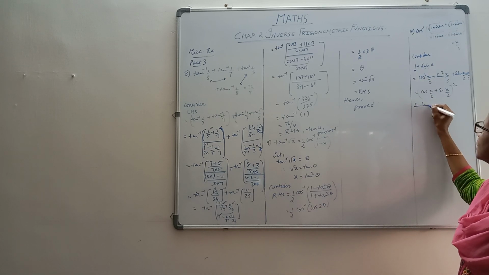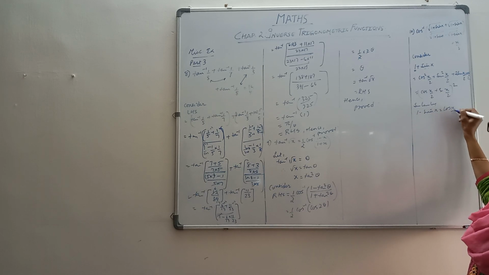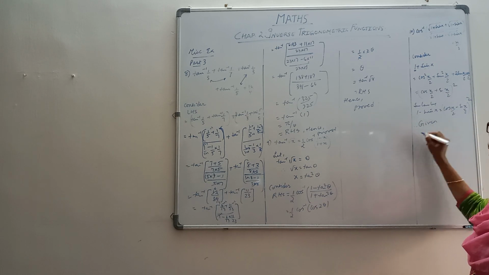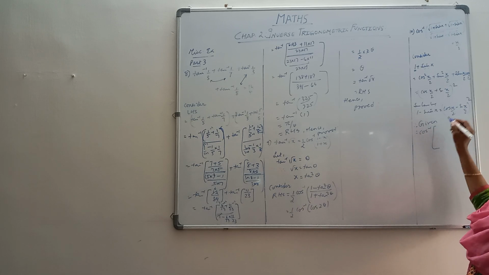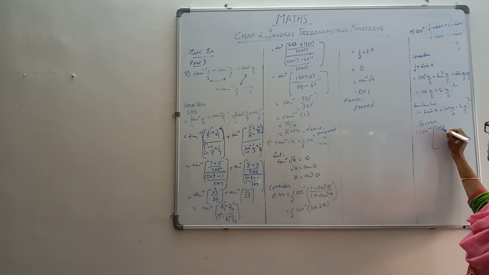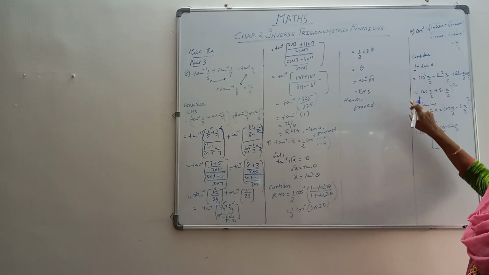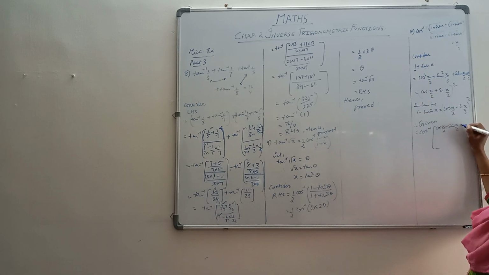Similarly, 1 minus sin x will become cos x by 2 minus sin x by 2, whole square. Therefore, what will be our given? The given is cos inverse of, because there is a root, just cos x by 2 plus sin x by 2. Because when you have the root, the square will go off. And this will be cos x by 2 minus sin x by 2.